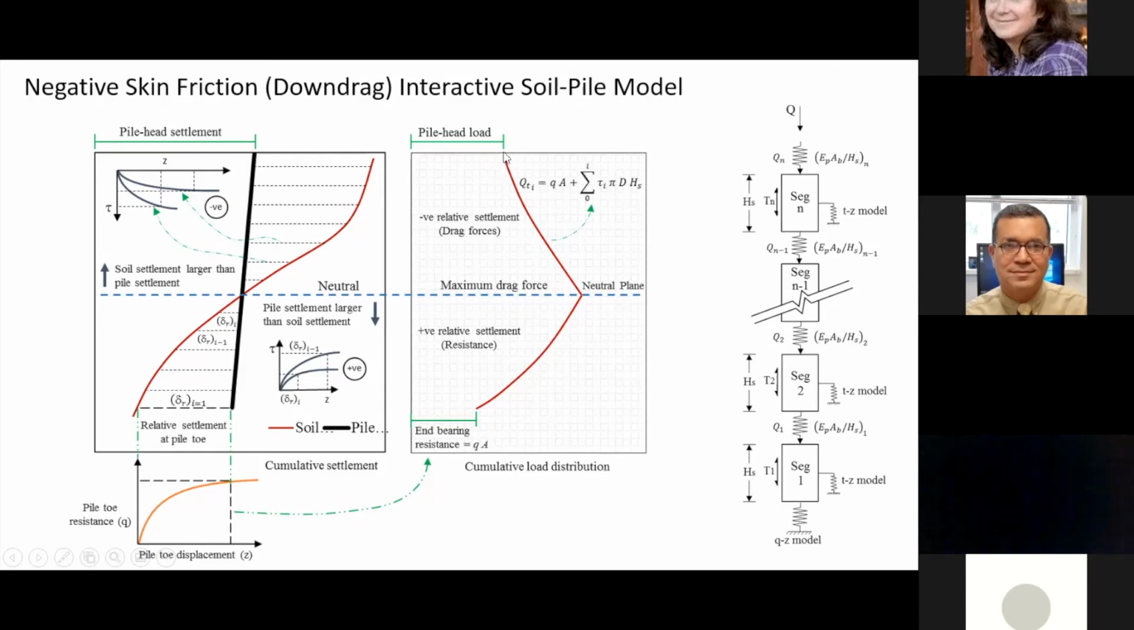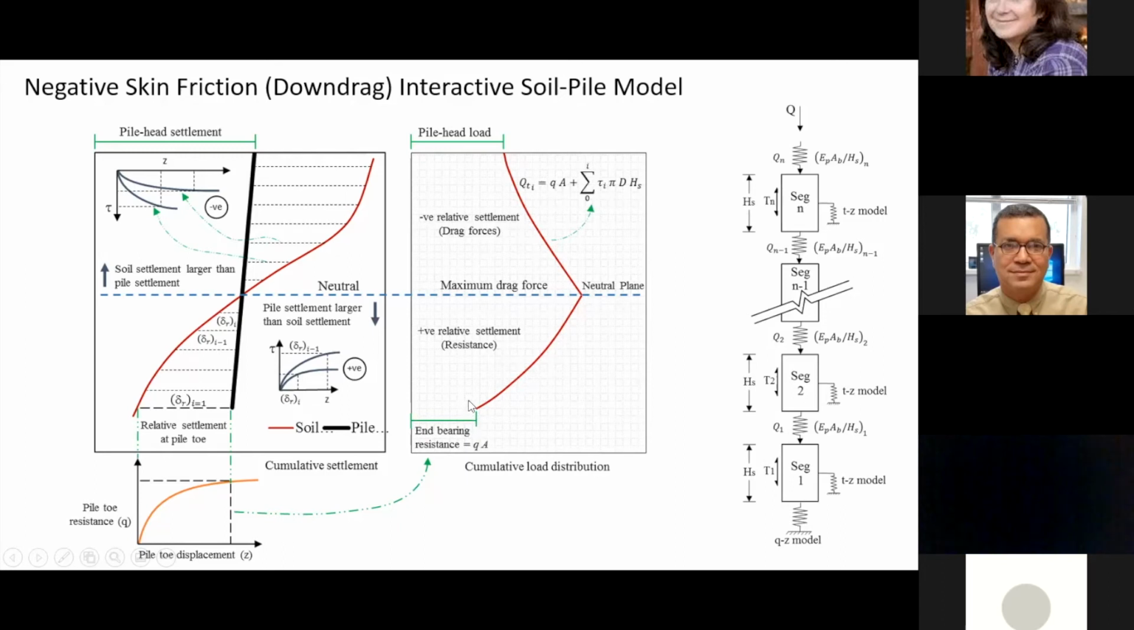So the pile head load, the axial load, and then you can see here is a down drag force increasing with depth until you reach the neutral plane, and then you're going to have the positive part where the soil is resisting the load, and here is the tip resistance. This is end bearing. It's calculated based on what we have.